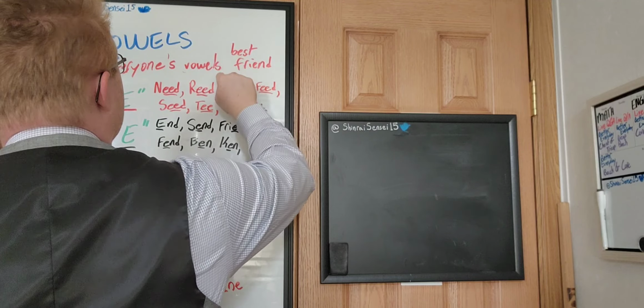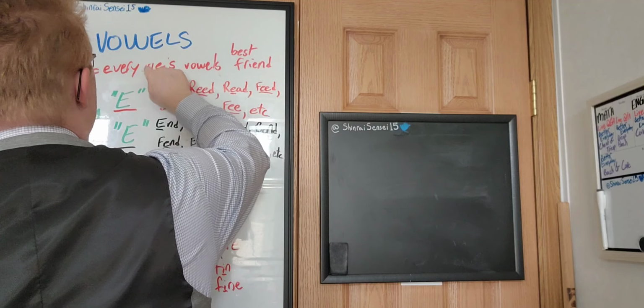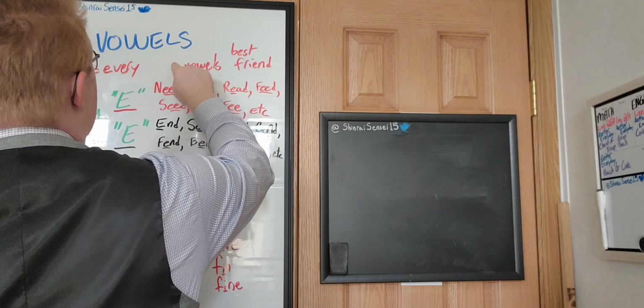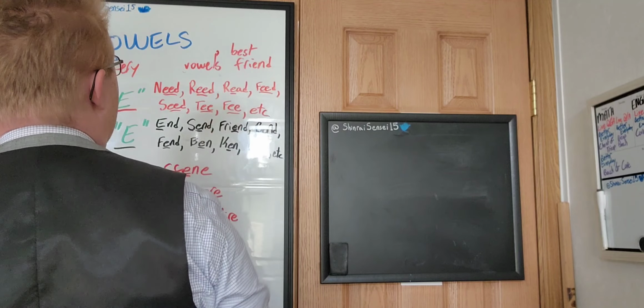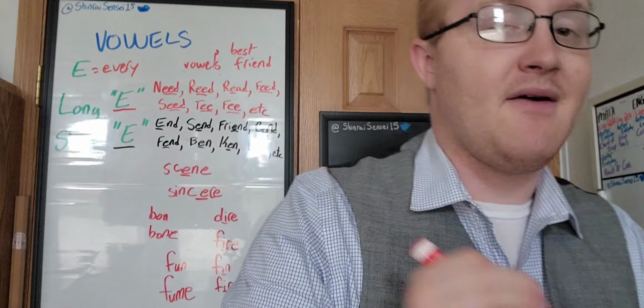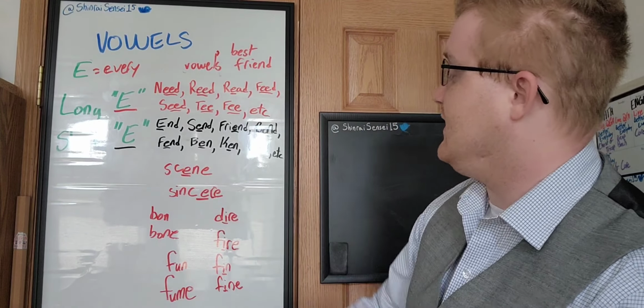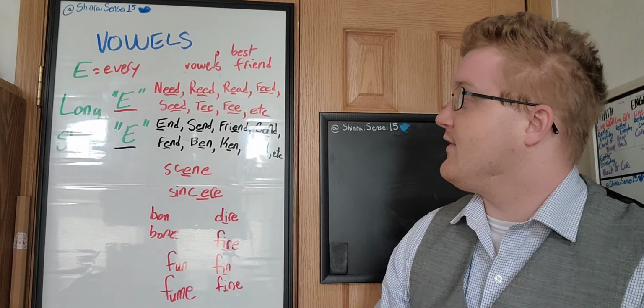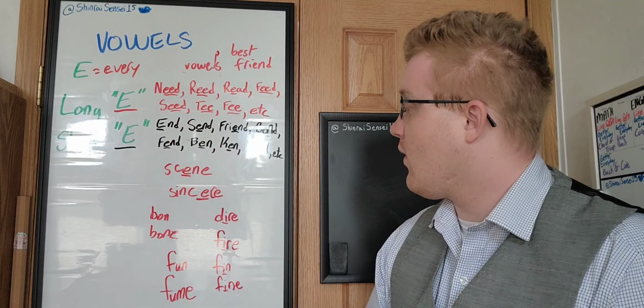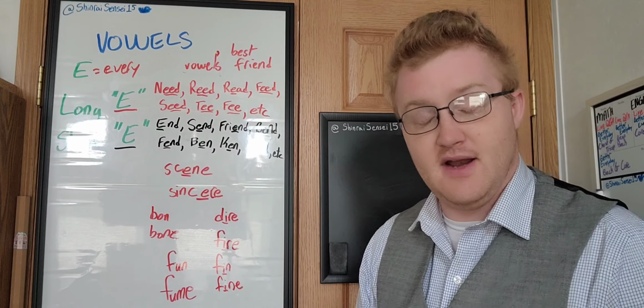And if you want to, you can go ahead and screenshot this. But E is every vowel's best friend. All these are E being the best friend of every vowel. Now, long E is featured whether the E's are two consecutive or whether the E's are separated like this, right?